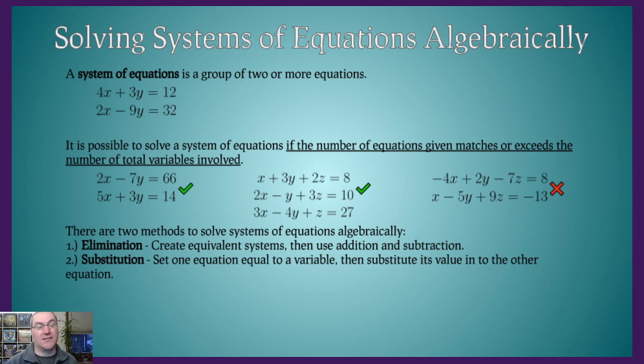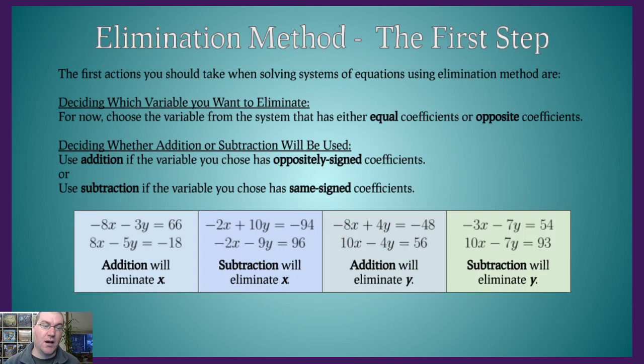There's two ways to solve systems of equations algebraically. The first method that we're going to deal with is called the elimination method. And that means we're going to be creating an equivalent system of equations and then using adding and subtracting. The second method we're going to use is called substitution, and that's when you set an equation equal to a variable and then substitute its value into the other equation. So let's look at the very first step of doing the elimination method.